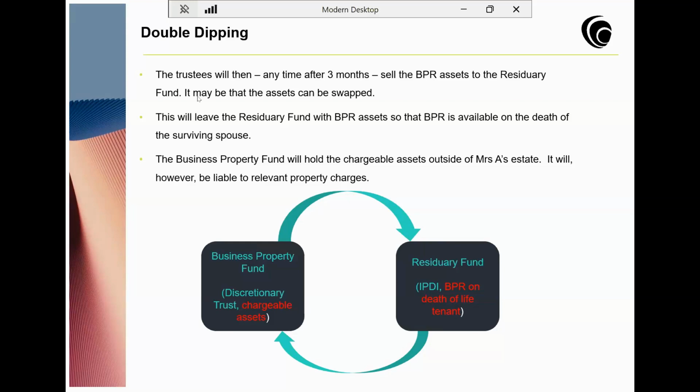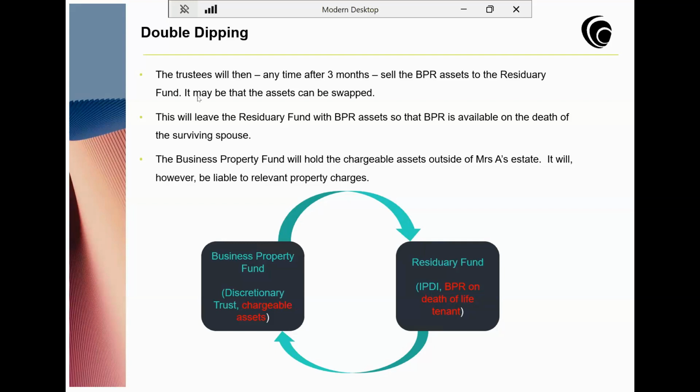So that means that business property relief will be available again on the death of Mrs. A as the life tenant, provided she has held the interest for 2 years before her death. And the chargeable assets will be in the discretionary fund and outside of her estate. So again, the discretionary trust is liable to relevant property charges at up to 6% every 10 years, but that's perhaps preferable to the 40% charge that would apply on death.